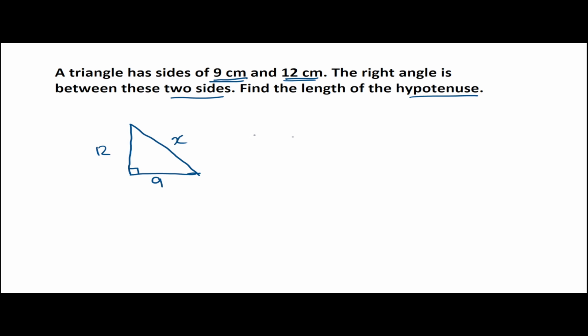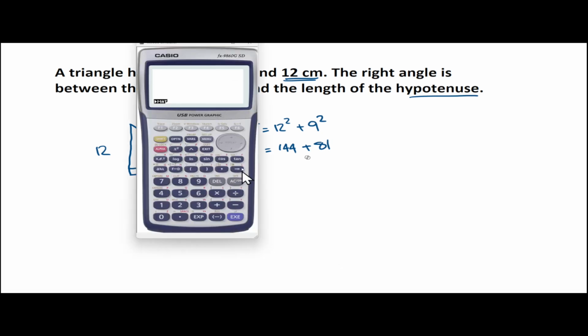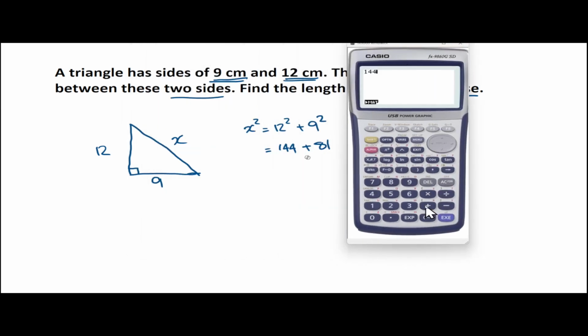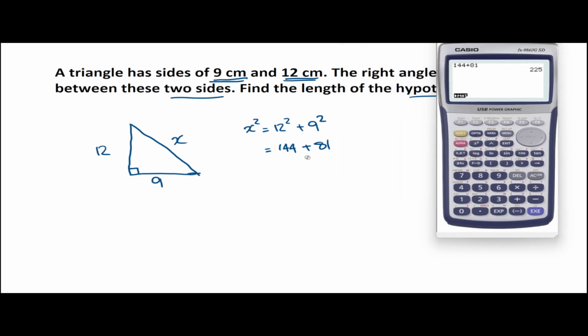But okay, we've got two sides, we're looking for the third side. We don't care about the angle, so we can use Pythagoras' theorem. So x squared in this case is going to be equal to 12 squared plus 9 squared, and it's going to be 144 plus 81, and I have no idea what that is off the top of my head. So 144 plus 81, 225.